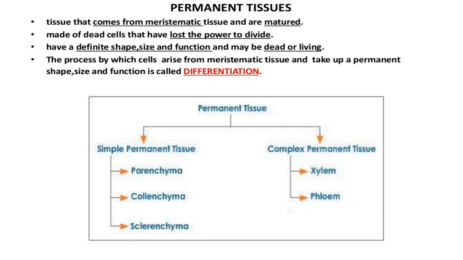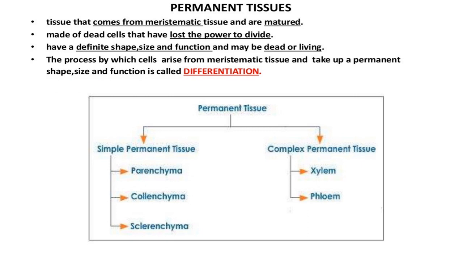Now these cells of this tissue have definite shape, size and function, and they may be dead, they may be living, depending upon their location, depending upon the function they are performing. And the process by which cells arise from meristematic tissue and take up a permanent shape, size and function is called differentiation.